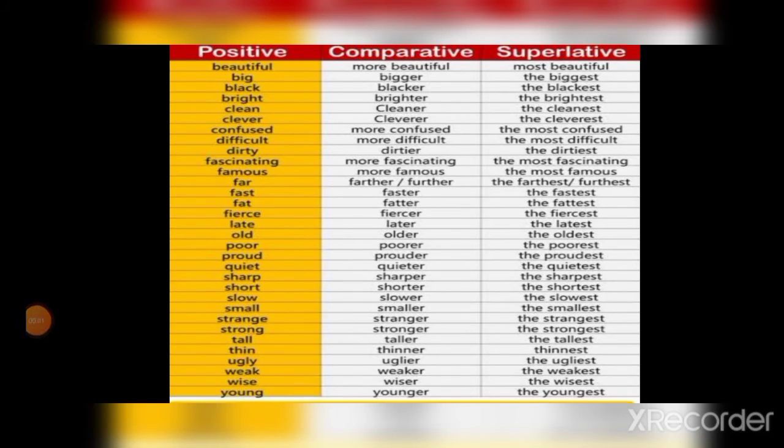Here is given a list of some adjectives in all the degrees: positive, comparative, and superlative. So let me read all of them for you. Beautiful, more beautiful, most beautiful. Big, bigger, the biggest. Black, blacker, the blackest. Bright, brighter, the brightest. Clean, cleaner, the cleanest. Clever, cleverer, the cleverest. Difficult, more difficult, the most difficult. Confused, more confused, the most confused. Dirty, dirtier, the dirtiest. Fascinating, more fascinating, the most fascinating.